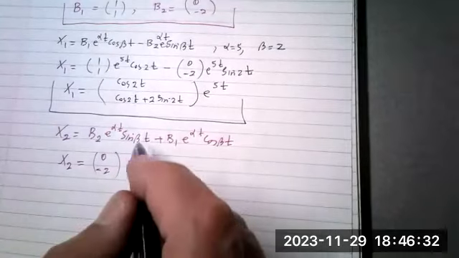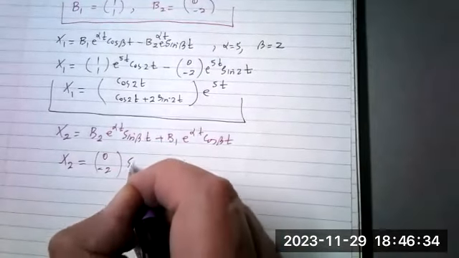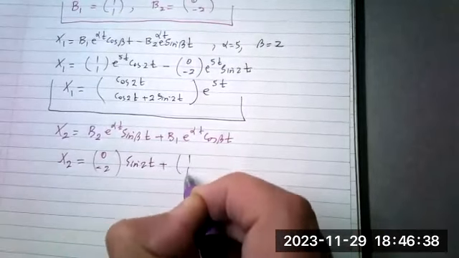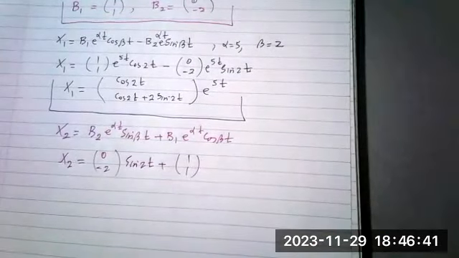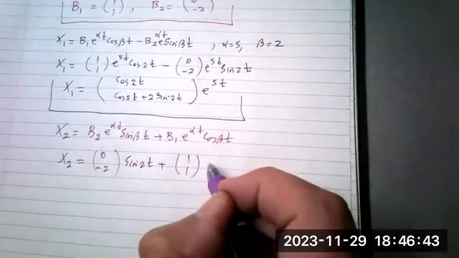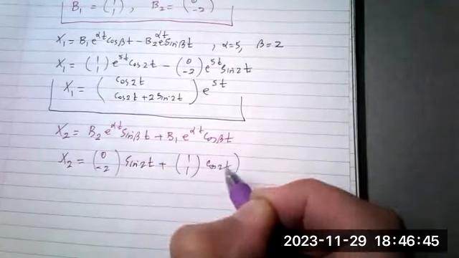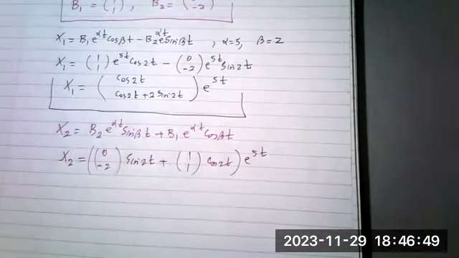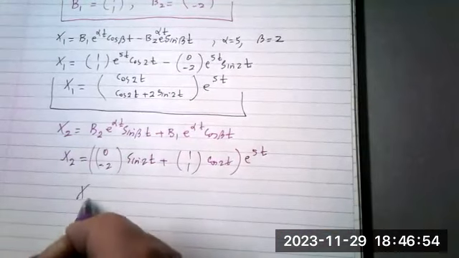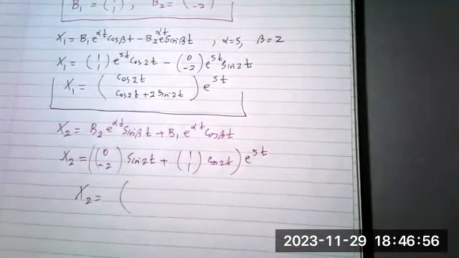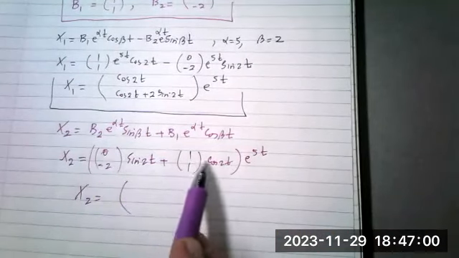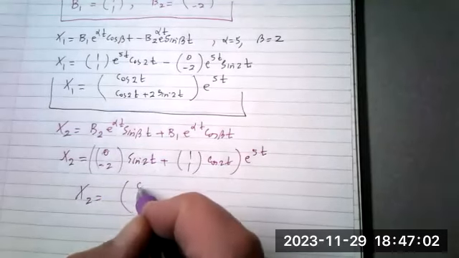So this is going to be the case. We have the sine of the 2t, then we get the b1, which is going to be 1, 1. We get the 1, 1 cosine of the 2t. Everything would be e to the 5t. Then you can put them together as one solution. So x2 is going to be a 2 by 2. For the first part, you are going to get only cosine of the 2t.